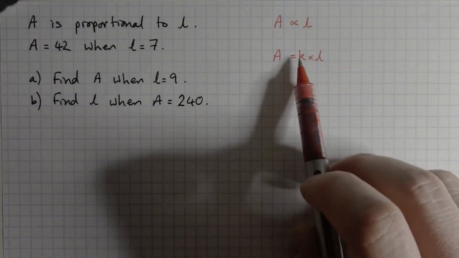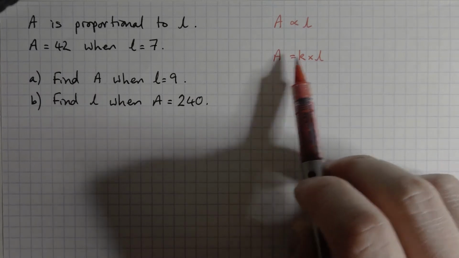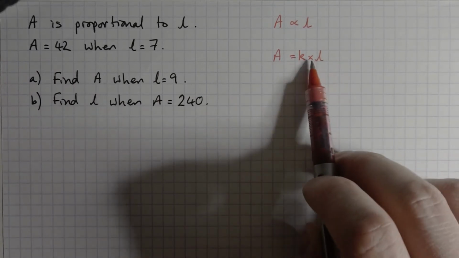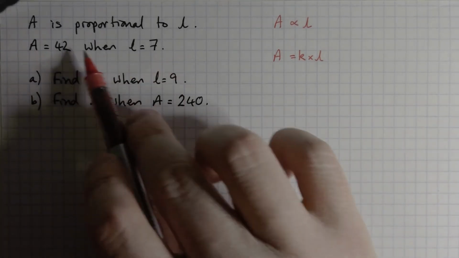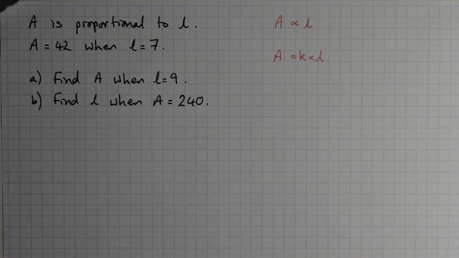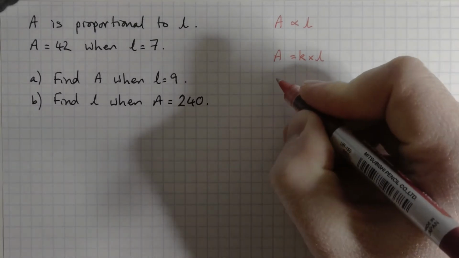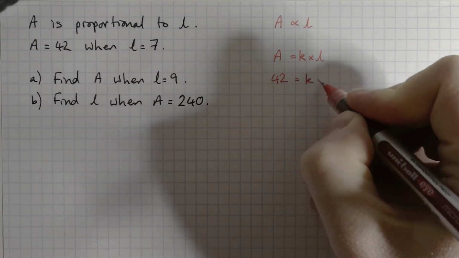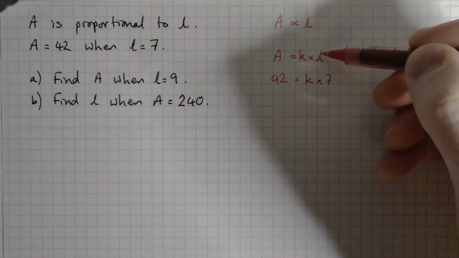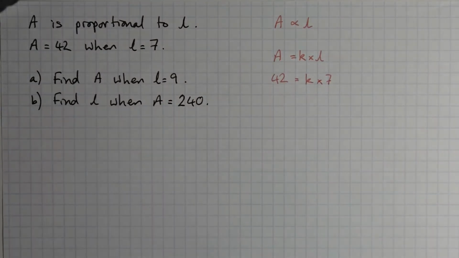So what I know then is that the relationship between A and L is that to get A, you just multiply L by some mystery number. If I put these in for the A and the L, I should be able to work out what the mystery number is. So let's put that A is 42 when L is 7. So I've replaced the L with 7 and the A with 42.